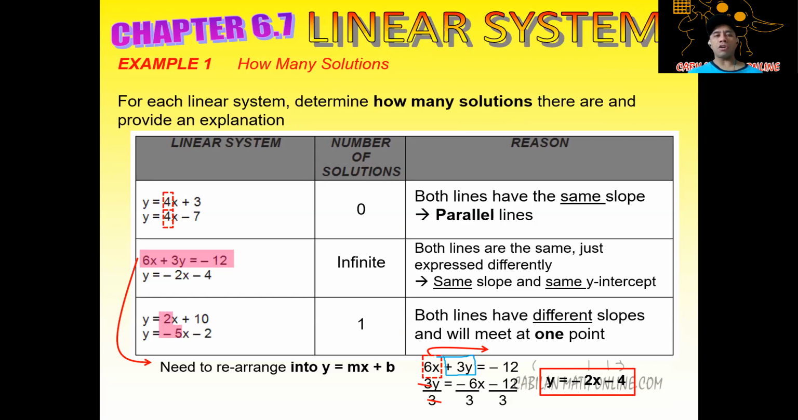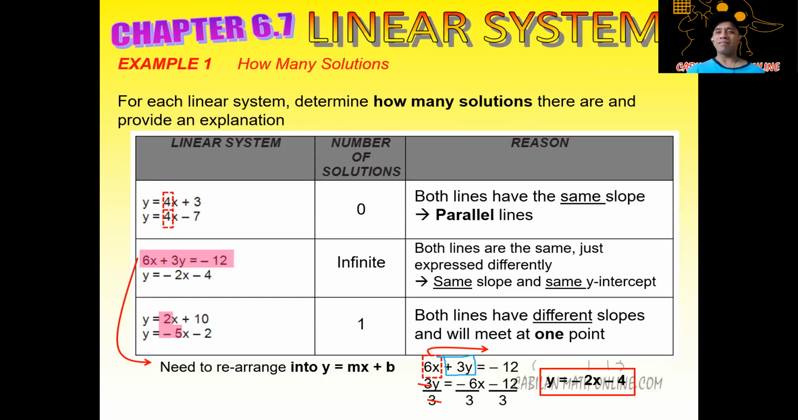If I ever ask you, just taking a look at the equations, determine which equations have 0 solutions, 1 solution, or infinite. This is exactly how you approach it. Remember, to determine the value of the slope, you always have to express it in the form of y equals mx plus b.